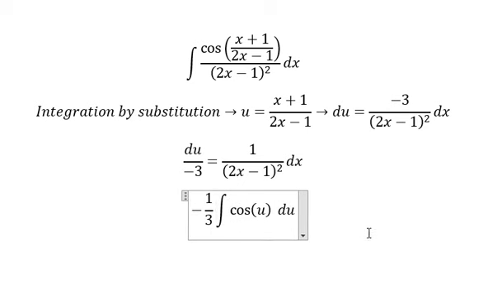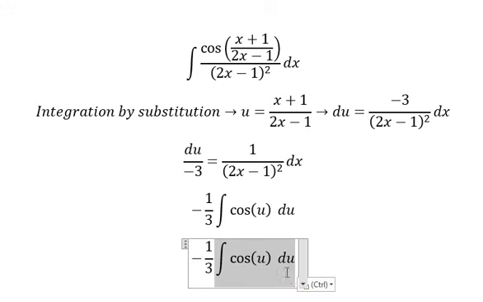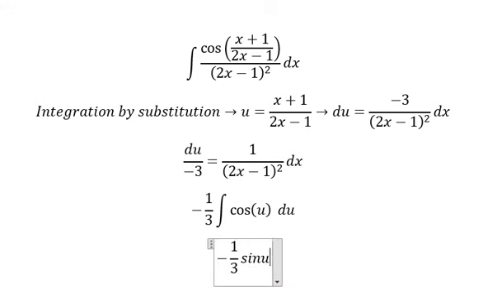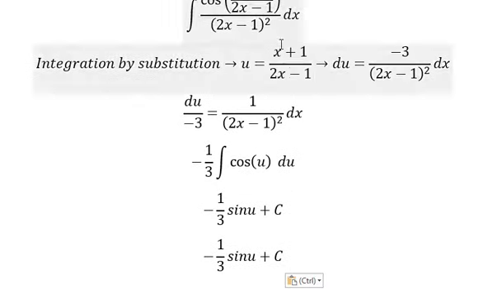The integration of cosine u, we get sine u and we put c. About u, that's this one.